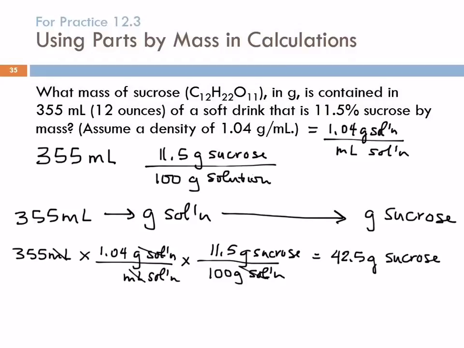42.5 grams of sugar in a can of soda. Yikes. Any questions? These are the sorts of calculations that can be useful in everyday life. Looking at a lot of these conversion factors, you can get them off of a package because all the nutritional information is on there. And so you can figure things out just by manipulating the units.